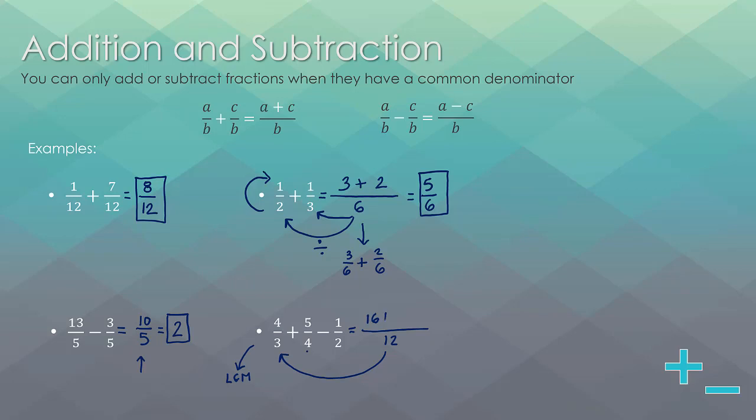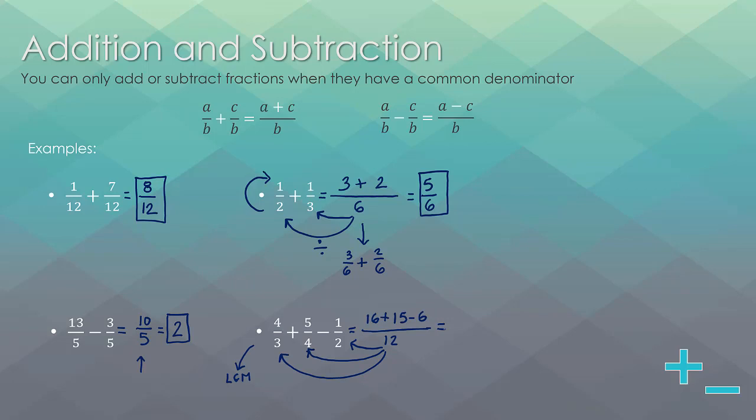Now we do the same with the second fraction. 12 over 4 is 3 times 5, 15. Now we have a subtraction. 12 over 2 is 6 times 1, 6. We change these 3 fractions into twelfths, and now we can do the operation directly.